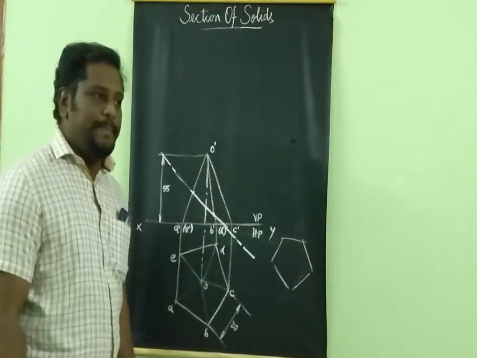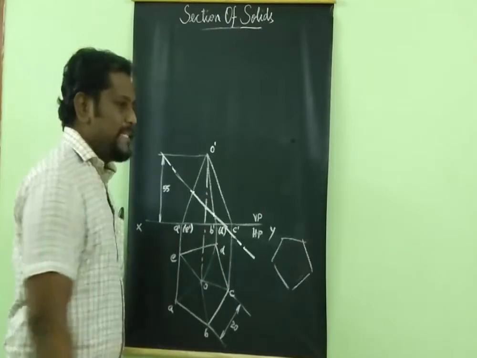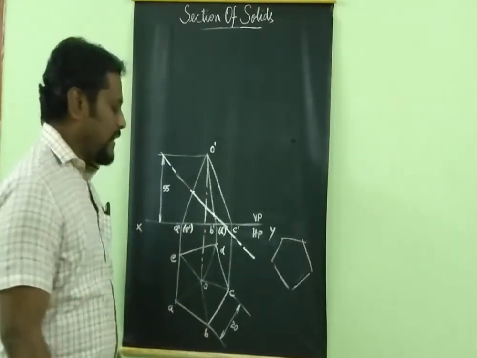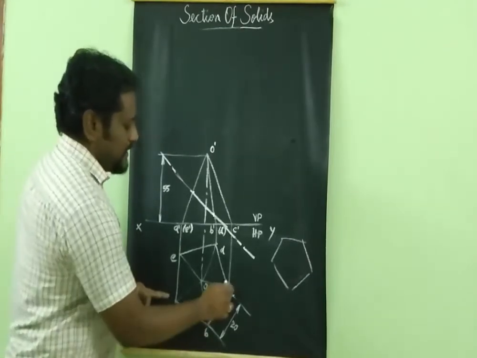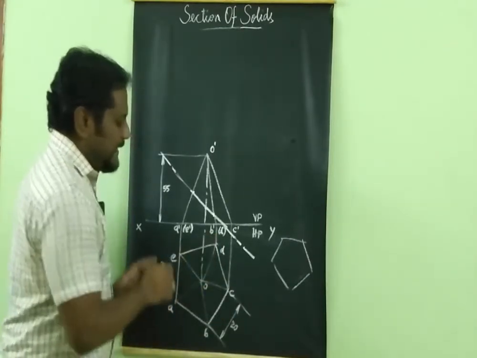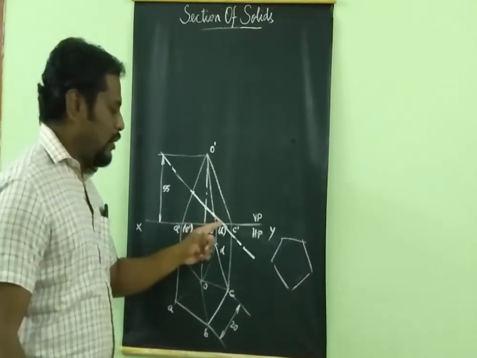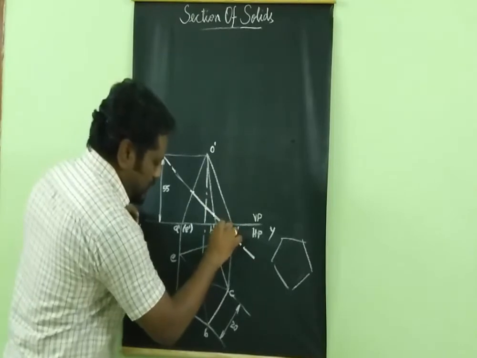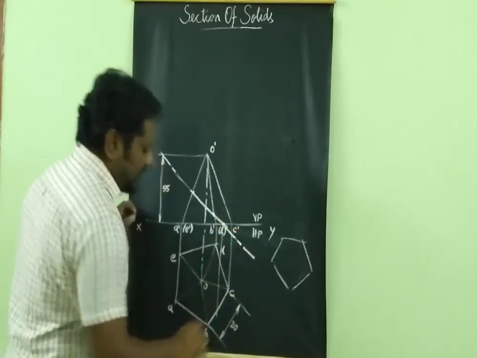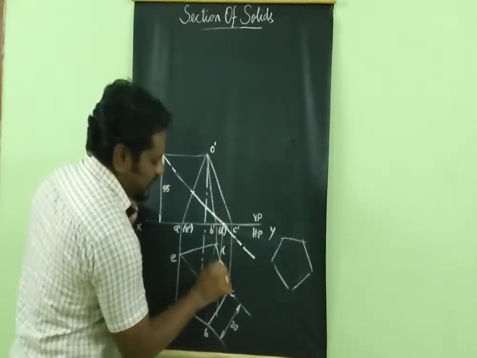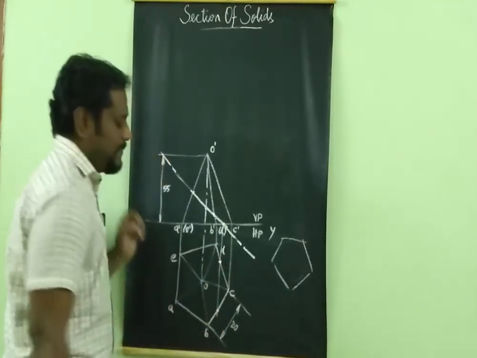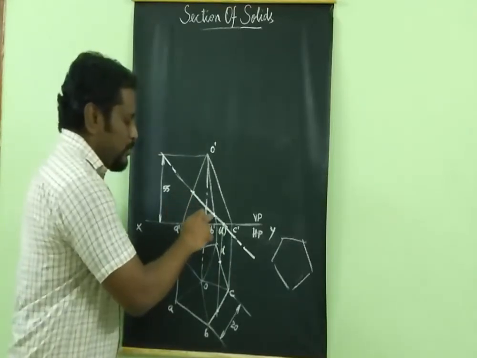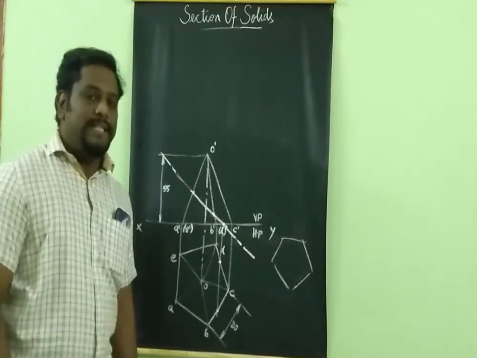So once it cuts the base of the solid, it means that it cuts the shorter edges of the base, right? So what are all the shorter edges? AB, BC, CD, DE, EA are the shorter edges. So to find how many points are there here, you have to project this point vertically. You will get here one cutting point, here another cutting point. So there will be two cutting points here. So here 2, 2, 2. Totally you will have 6 cutting points.